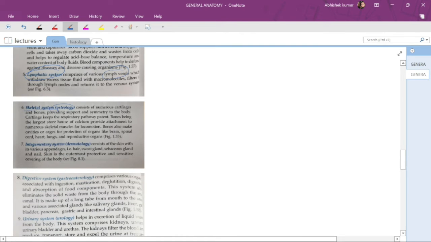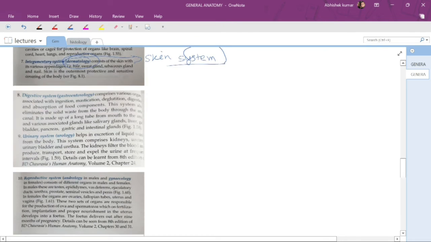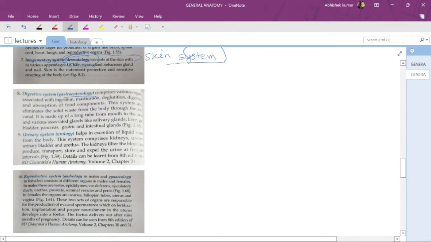Skeletal system, osteology, it is said as it deals with the bone, type of bone of the body. Integumentary system, like dermatology, integumentary system refers to the skin system, so it deals with the study of skin related things. Now digestive system, gastroenterology, all things related to the GIT system, the gastrointestinal system of your body.